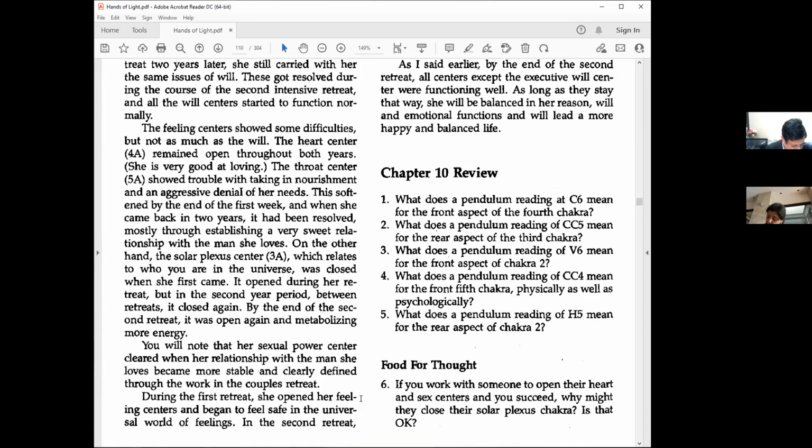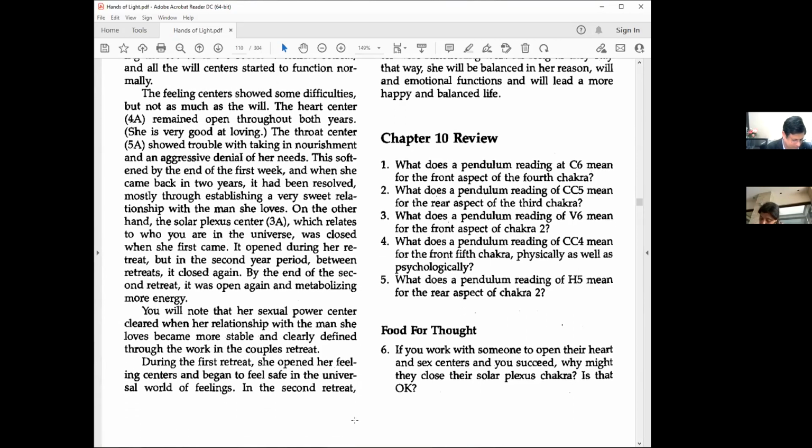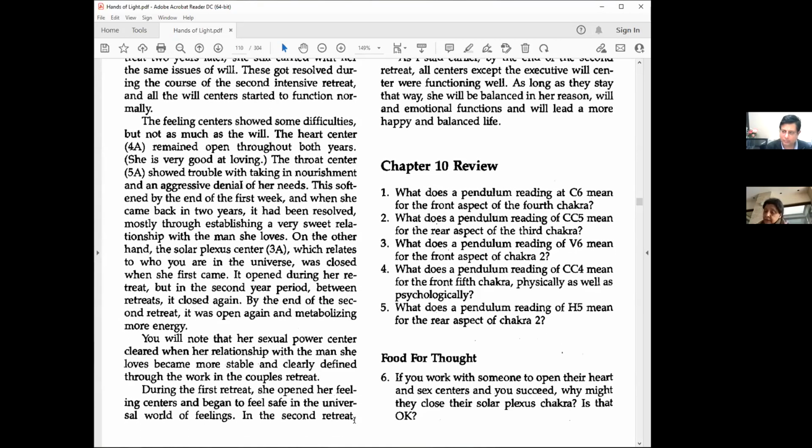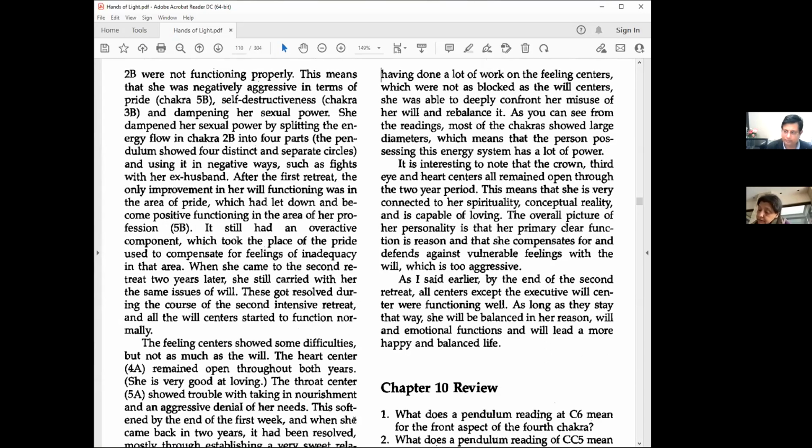You will note that her sexual power center cleared when her relationship with the man she loves became more stable and clearly defined through the work in the couple's retreat. During the first retreat, she opened her feeling centers and began to feel safe in the universal world of feelings. In the second retreat, having done a lot of work on the feeling centers, which were not as blocked as the will centers, she was able to deeply confront her misuse of her will and rebalance it.